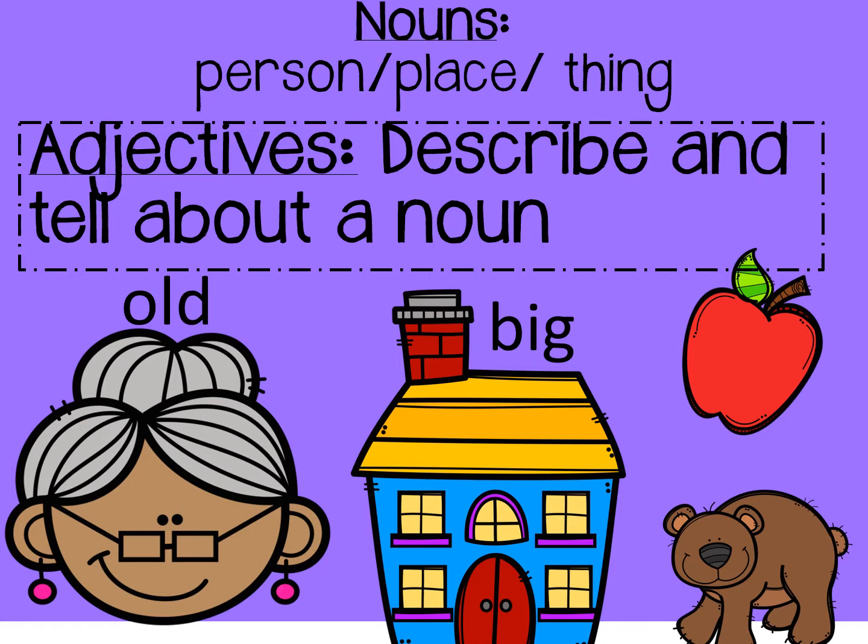It is an adjective. Next, we have a thing, an apple. How could we describe this apple? Did you say red? Yes, red describes the color of the apple. Finally, we have a bear. A bear is a living thing. How could we describe how this bear might feel? Well, his fur might feel fuzzy. Fuzzy is an adjective because it describes and tells us about the bear.